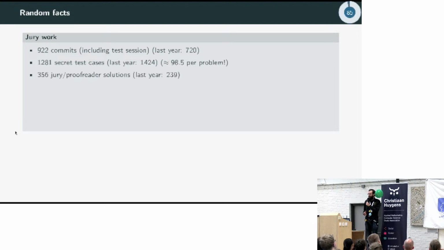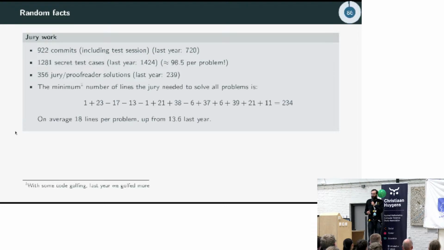We had 356 jury submissions or proof submissions in our repository, so many different approaches to solve a problem, many different approaches to not solve a problem, many different approaches to be too slow, etc. All really helpful. We did not do much code golfing this year. We did not have too much time for that, even though we had many people. But if you take the shortest jury solutions that we have for each problem, you end up at an average of 18 lines per problem. And 2 of these were actually solvable in a Python 1-liner.